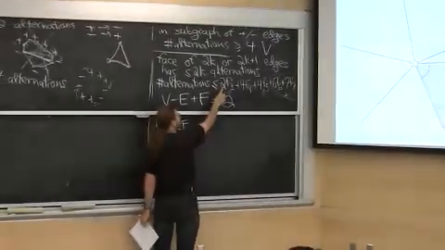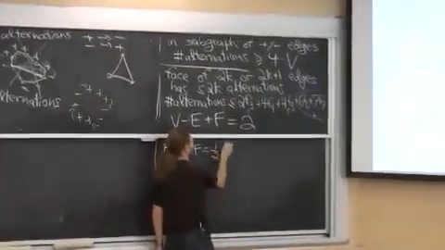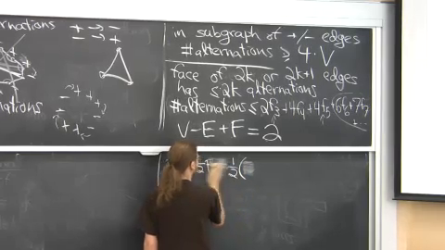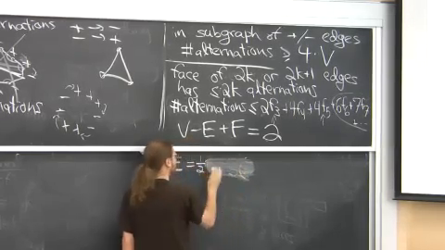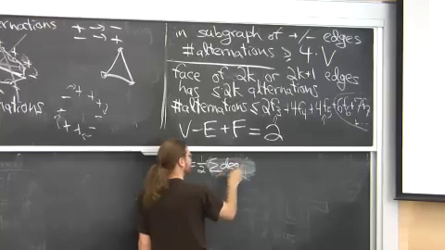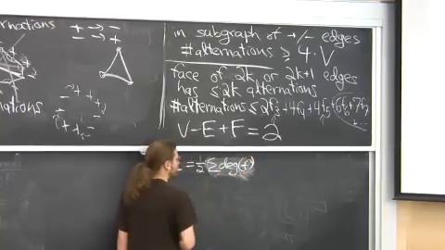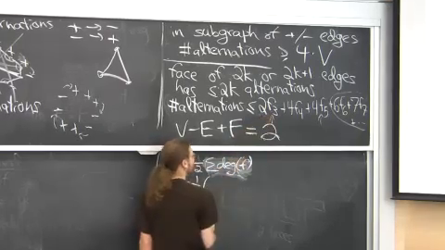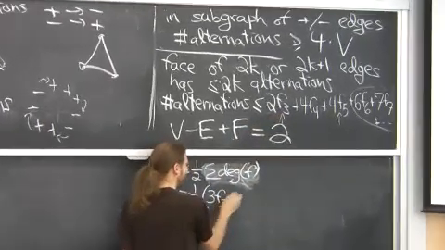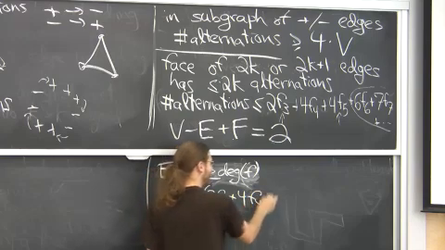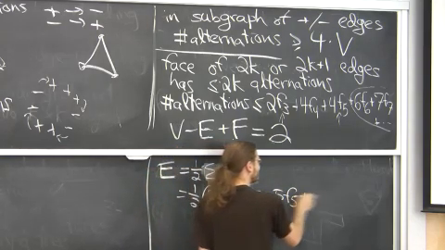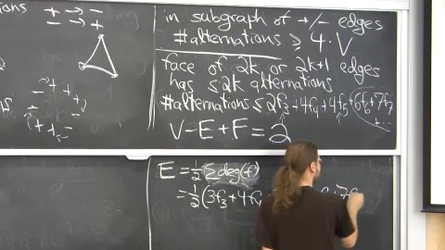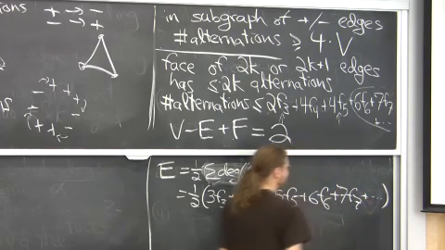Well, number of faces I want to write in this form. What am I doing? Half the sum of the degrees of the faces. So this is half. What is the degree of degree 3 faces? 3. What is the degree of degree 4 faces? 4. And so on. Exactly.